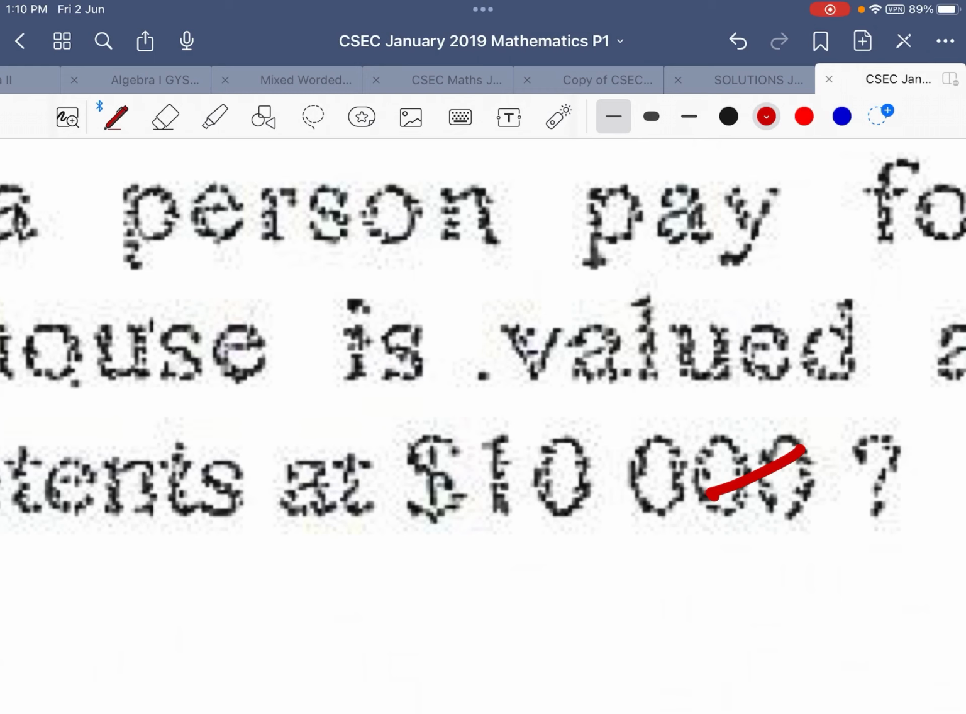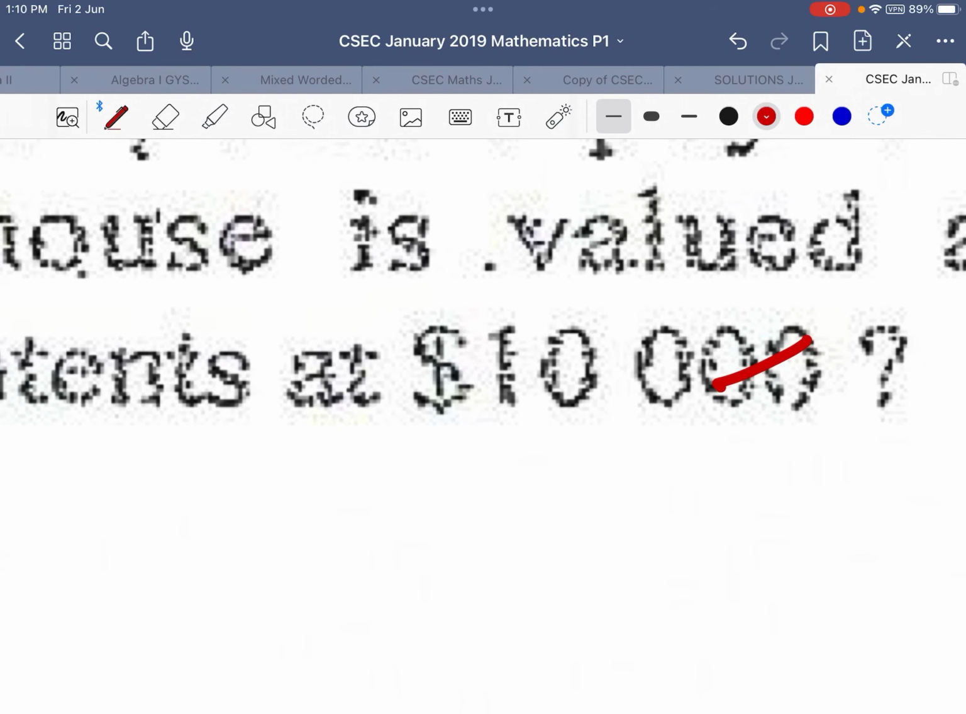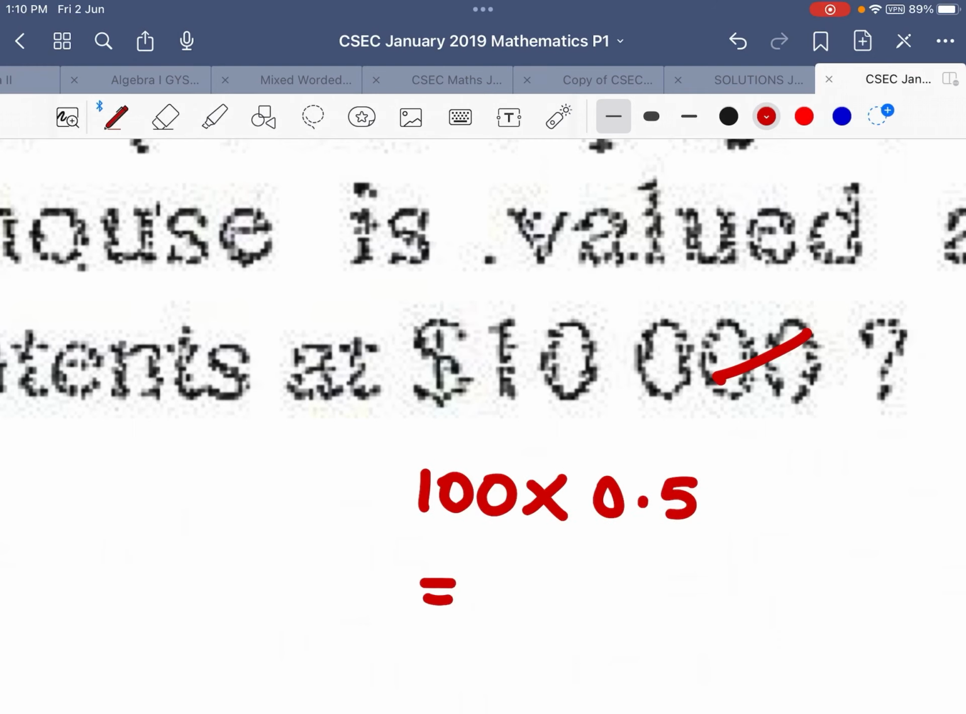And the contents, we're looking at dividing this by 100 as well, and now we need to find 100 multiplied by 50 cents. So we have 100 multiplied by 0.5, which is $50.